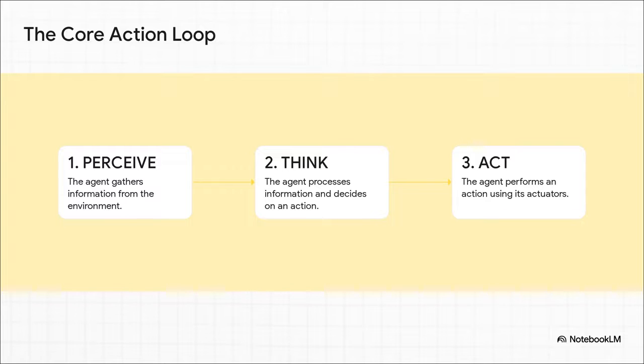First, it perceives the world. Then it thinks about what it should do. And finally, it acts. And this isn't a one-and-done thing. Oh no, it's this constant, never-ending rhythm that powers all AI. Perceive, think, act. And then do it all over again.